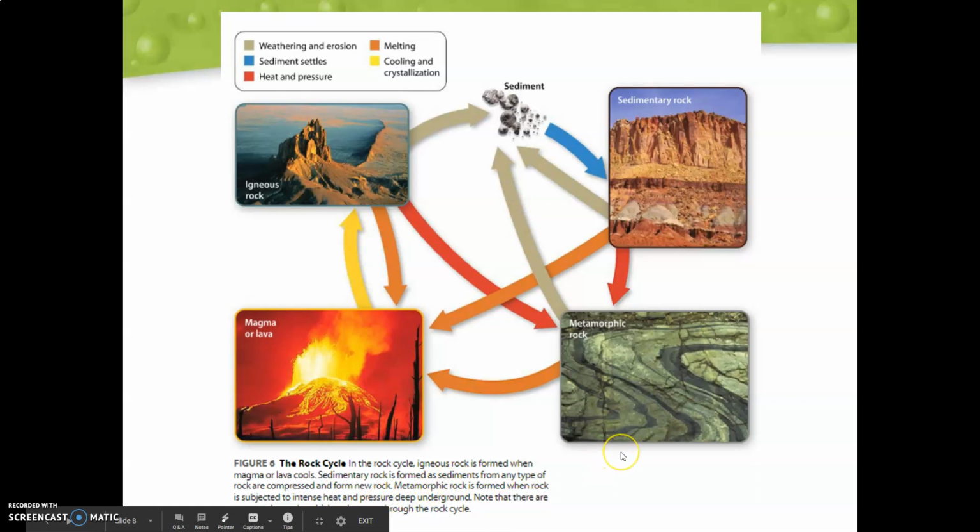And I believe that is the end of this lesson. Here's an overview of the rock cycle. Just make sure you filled out your notes, and I'll see you at the next lesson.